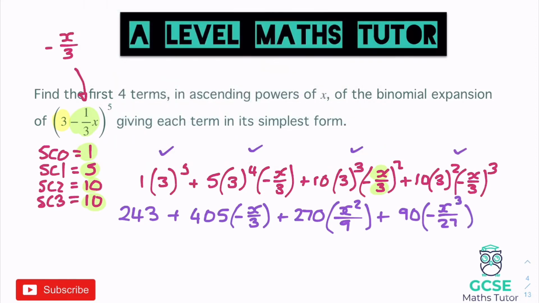Right, now simplifying all of this then. So we've got 243 at the start, that's all good. And then we've just got to be careful on this next bit. Now negative x over 3, we could have had the negative a third there. We basically just want to do a third of 405. So if we do a third of 405, we have 405 divided by 3 is 135. And obviously it's negative there, so it's going to be negative 135x.